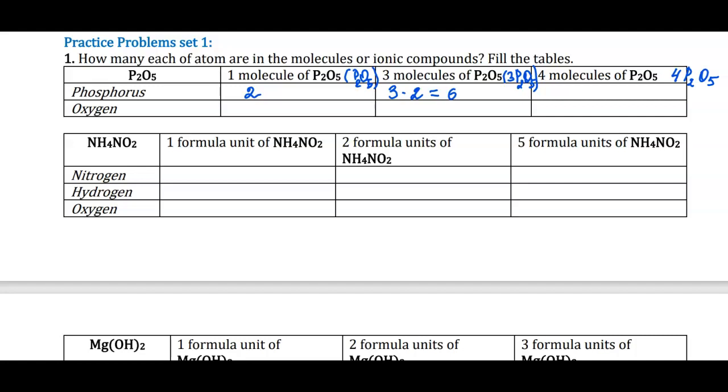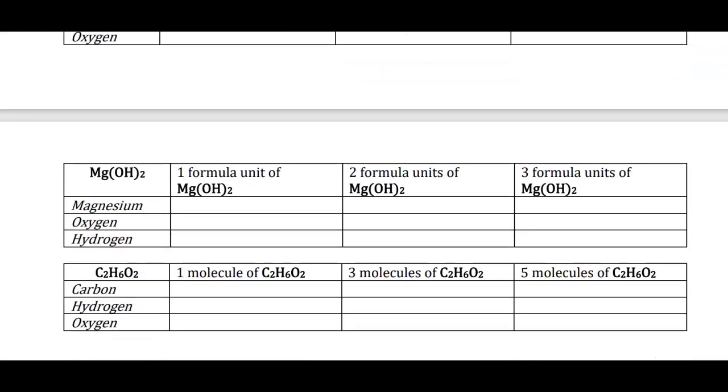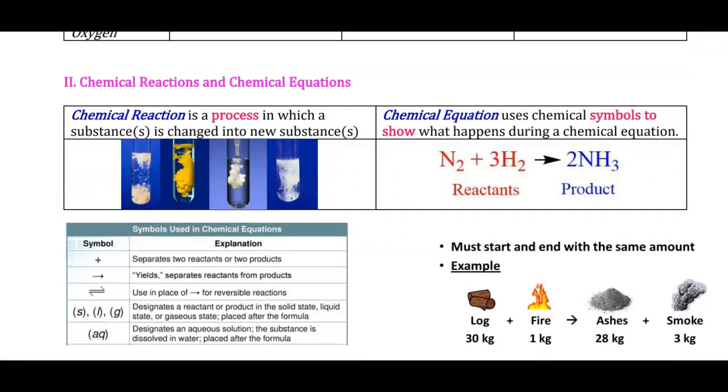Okay? And here, 4 molecules of P2O5 gives us 4 times larger the number of phosphorus. So you multiply these 2 in one molecule, right? And 4, because you have 4 molecules, so 8. Okay, and the rest of them you will do by yourself, okay?